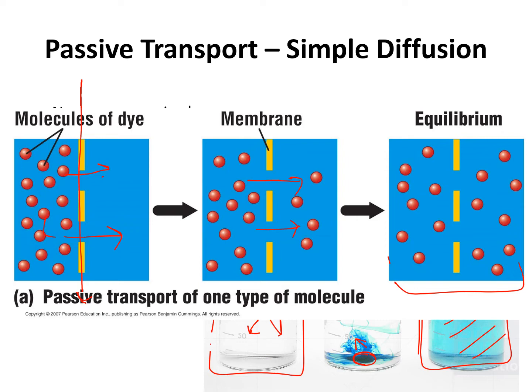When you reach equilibrium, you no longer have diffusion because you don't have a concentration gradient anymore. But some of the molecules will move out of the cell, some will move into the cell, so that Brownian motion never stops.